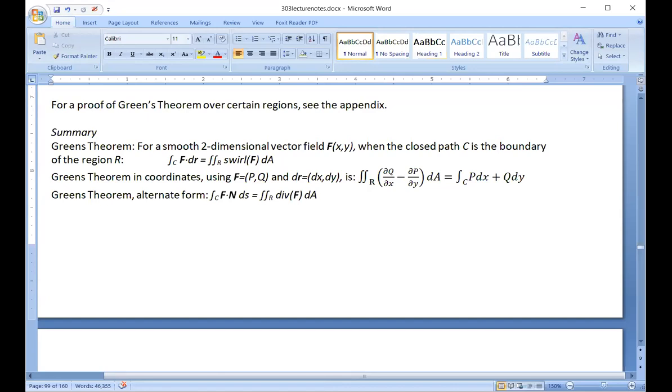And then the typical way that we use Green's theorem is when we've got a line integral that we're trying to do. Once we identify that C is a closed path, then we can apply Green's theorem.